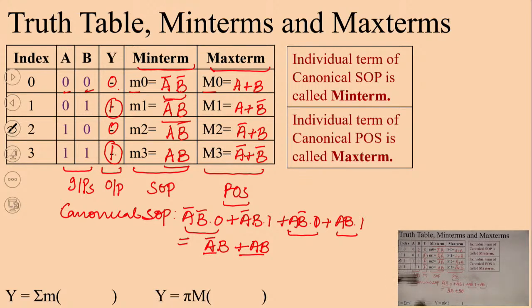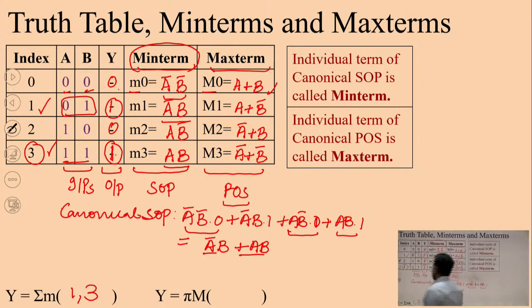Similarly, if we want to write the minterms in terms of numbers, we can see that this A bar B is 0 1, which is equivalent to 1 in decimal, and this one corresponds to 1 1, which is equivalent to 3 in decimal. So the minterms: Y is equal to summation m of 1 and 3. So this becomes the minterm expression of this canonical version. Similarly we can proceed for the maxterm.